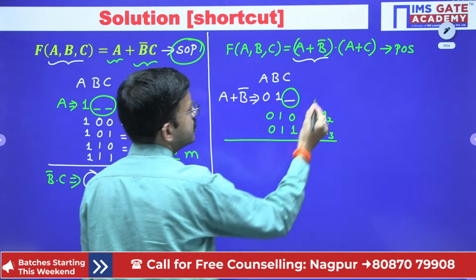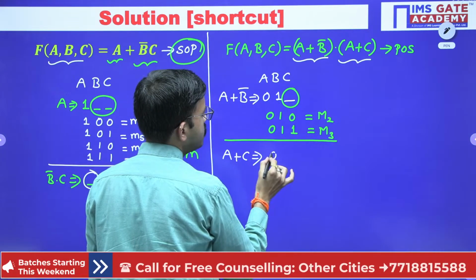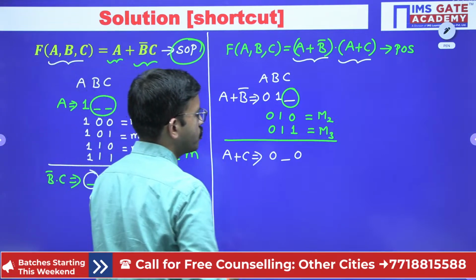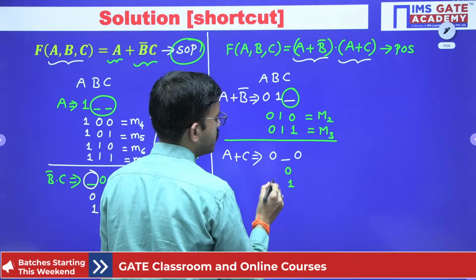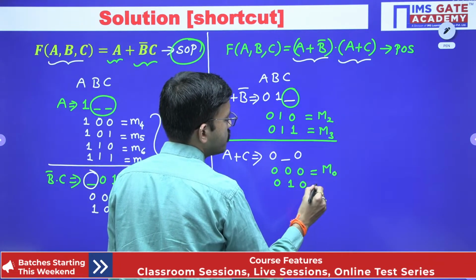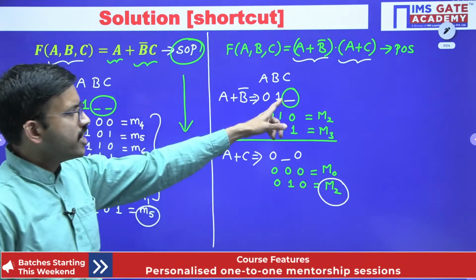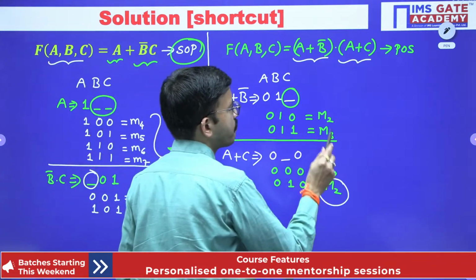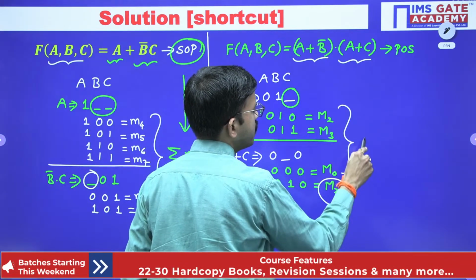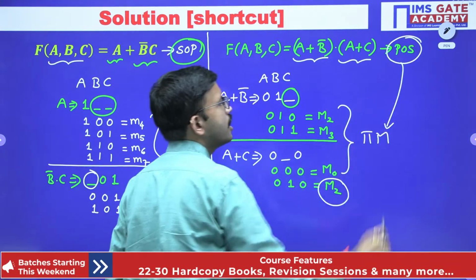Next, let us consider the other term, that is A plus C. Here A value is 0, C value is 0, and B value is missing, right? So regarding B, you will get 2 combinations; it can be 0, it can be 1. So 000 is nothing but 0, and 010 is nothing but 2. Here also, if any max term repeats, you can consider it one time, because whatever max terms we get, we will multiply. So M2 into M2 is M2 only. So here M0, M2, M3 we will multiply. That's all. In this way, if you have POS form, you can get pi capital M first.